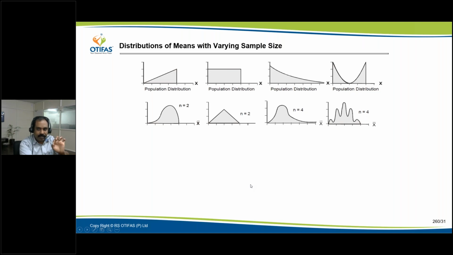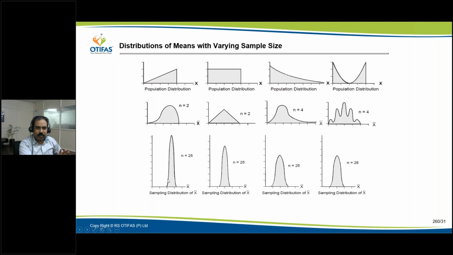Now see, what the central limit theorem says is, if you have a larger sample size, irrespective of the population distribution, your sample distribution will look like a normal distribution. See, this is my population distribution. But if I take small samples and I do the sampling distribution, what is the sampling distribution? The distribution of the means of the samples.